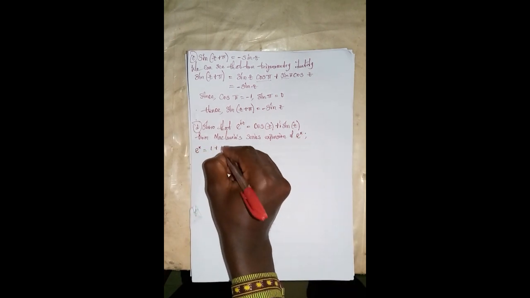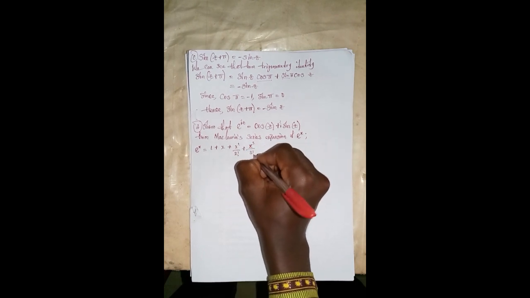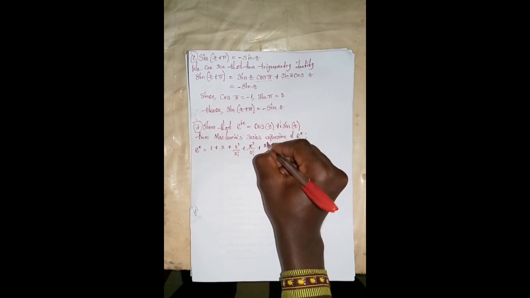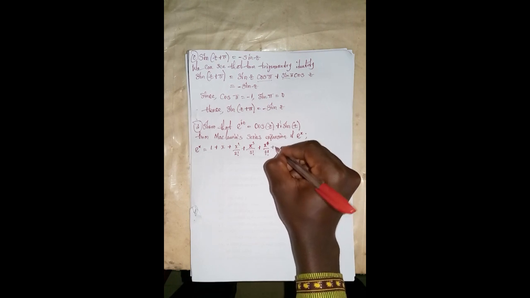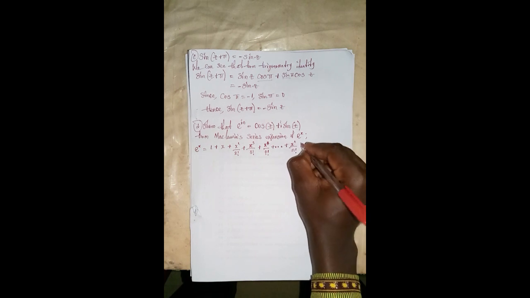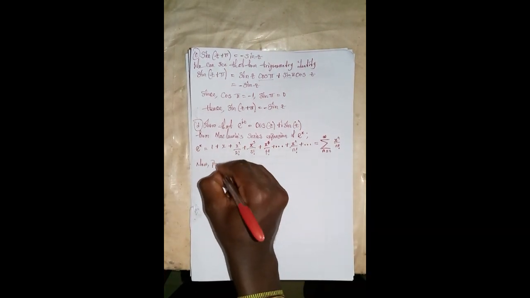we know that the Maclaurin series of e raised to the power of x is equal to 1 plus x plus x squared over 2 factorial plus x cubed over 3 factorial plus x to the power of 4 over 4 factorial plus and so on, plus x to the power of n over n factorial, to infinity, which is equal to the infinite sum of x raised to the power of n over n factorial. Now what will be very easy: we put x equal to iz in this expression.